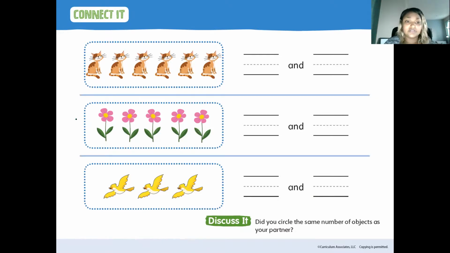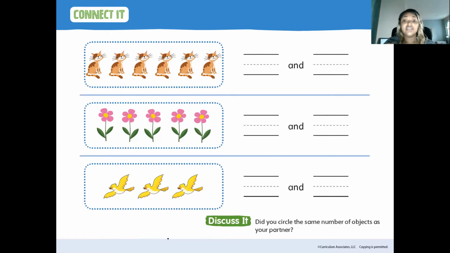So we know there's 1, 2, 3, 4, 5, 6 cats. So you're going to figure out what are some partners of 6. So you can do it one time or you can do it multiple times, okay? And then there's 1, 2, 3, 4, 5 flowers. So you're going to find the partners of 5. And then there's 3 birds, and you'll find the partners of 3.